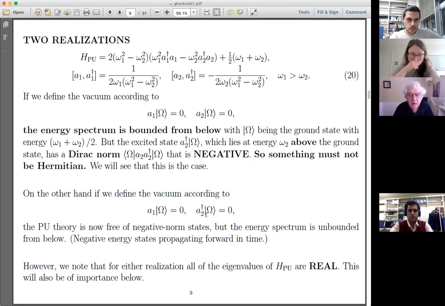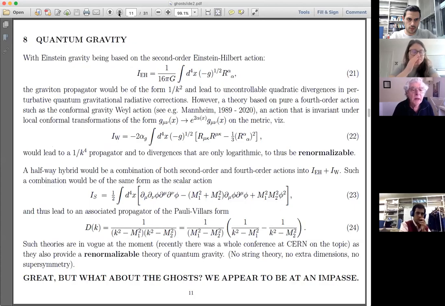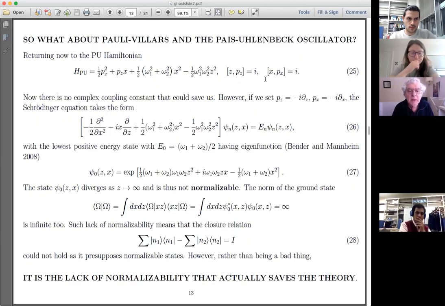Now, if A2 dagger annihilates the vacuum, then you've got negative energy states propagating forward in time, which means the energy spectrum is unbounded from below. But nonetheless, remember, all the energy eigenvalues are still real. So what we can do now is we can take this Hamiltonian and we can solve the Schrodinger problem. We take the commutator, we set Pz is minus i d by dz, Px is minus i d by dx, and look for the solutions to the wave equation. And you can find them very quickly. And here's the one of lowest energy, omega 1 plus omega 2.